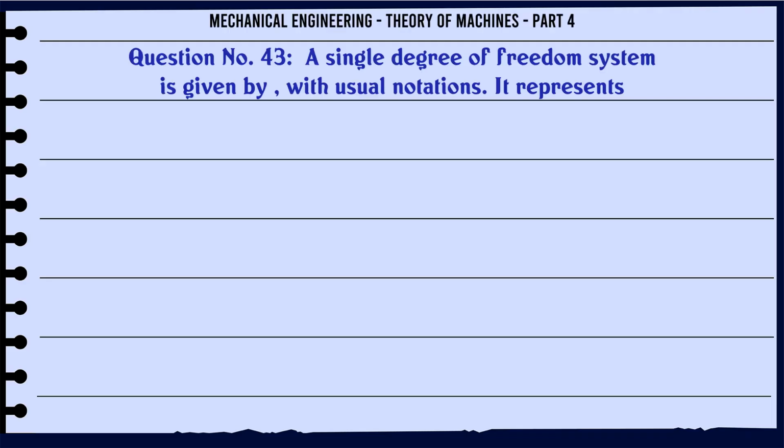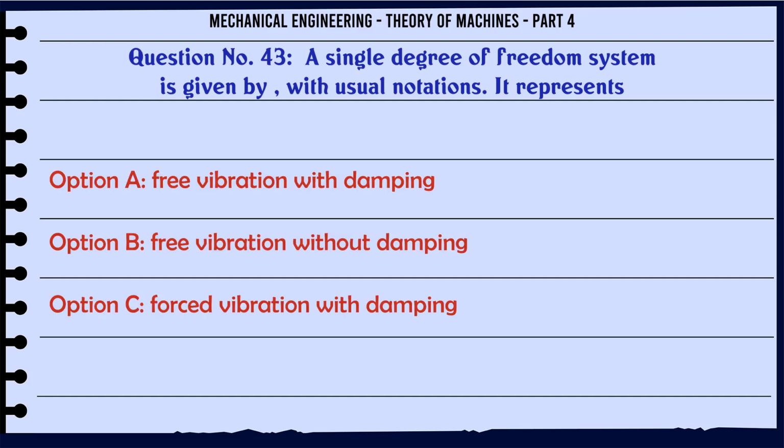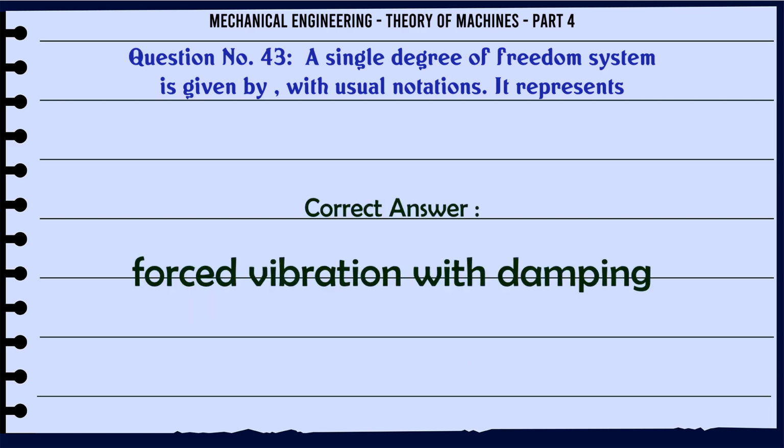A single degree of freedom system is given by, with usual notations. It represents A free vibration with damping, B free vibration without damping, C forced vibration with damping, D forced vibration without damping. The correct answer is forced vibration with damping.